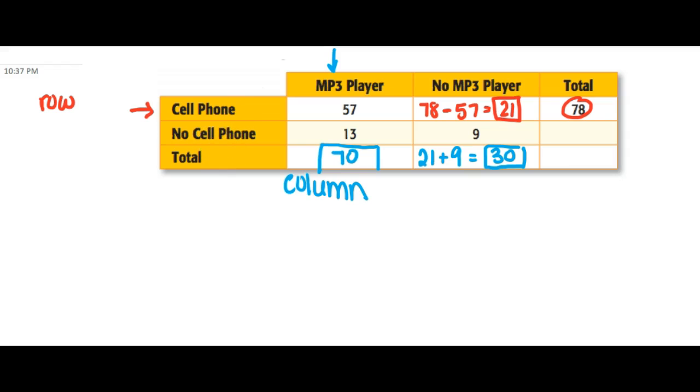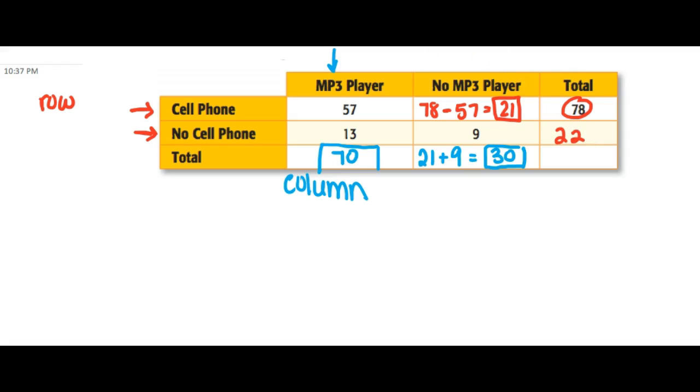Now let's find out how many people don't have a cell phone. So in order to do this, we're going to go across the row, 13 plus 9, which is going to give us 22. Okay, just want you to see that you can add that way.